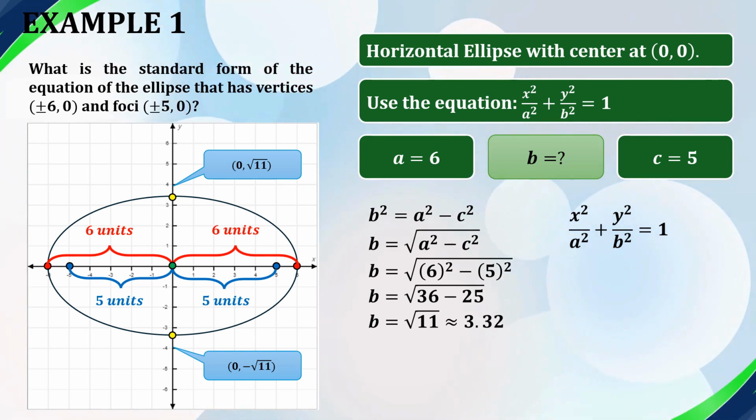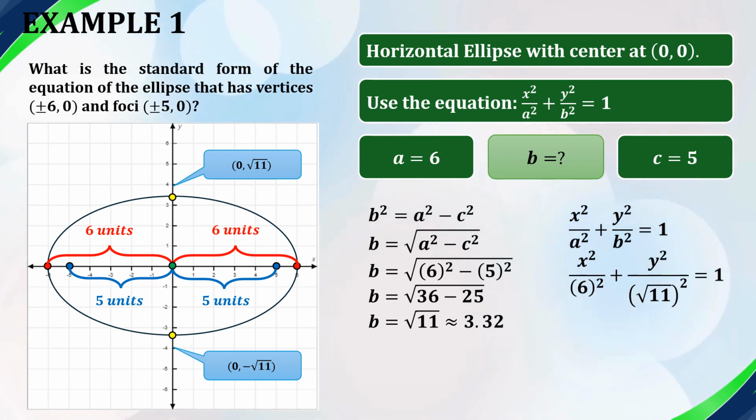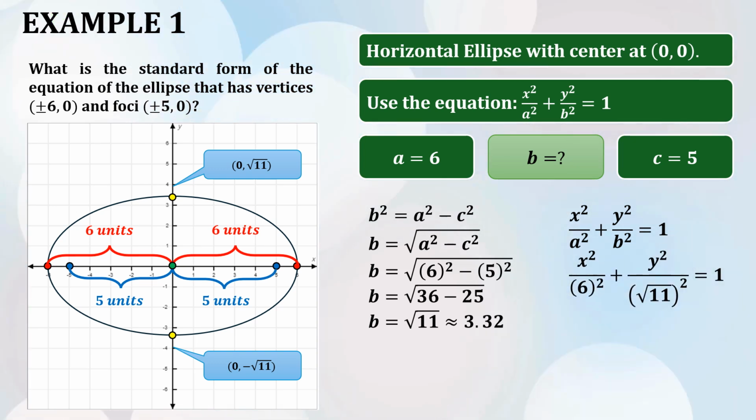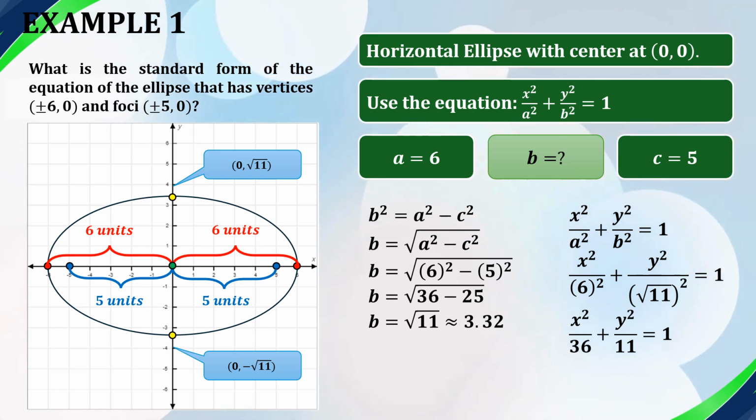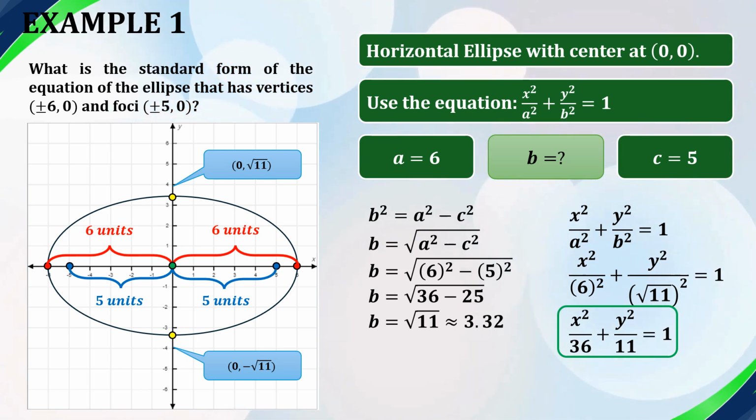Since our value of a is equal to 6 and the value of b is equal to the square root of 11, then we will have x squared over 6 squared plus y squared over square root of 11 squared equals 1. And simplifying this, we will have x squared over 36 plus y squared over 11 equals 1. This is now the equation of our ellipse.